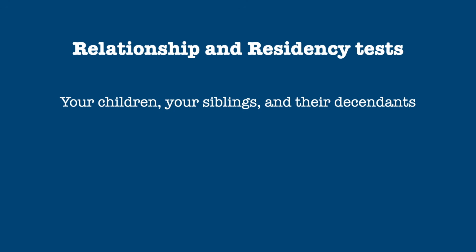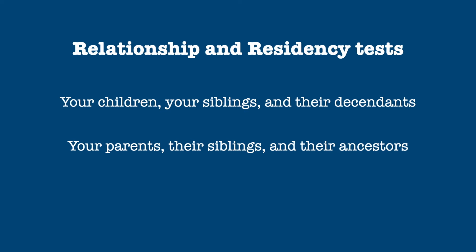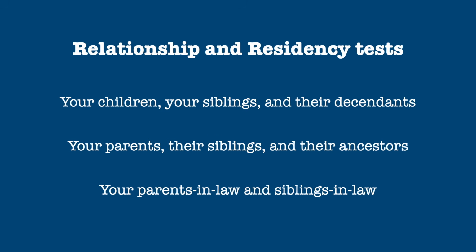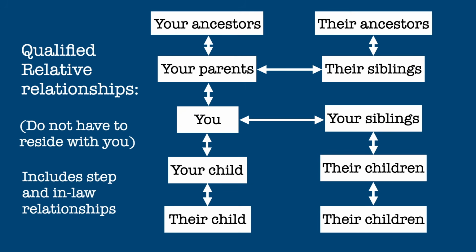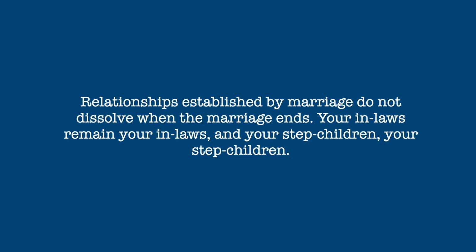To meet the relationship test, the relationships include your children, your siblings, and their descendants, plus your parents, their siblings, and their ancestors, your parents-in-law, and siblings-in-law. Here is a chart showing all the valid relationships for a qualified relative. None of the people listed in this chart need to live with you to be a qualified relative. By the way, relationships established upon marriage do not dissolve when the marriage ends. Your in-laws remain your in-laws, and your stepchildren your stepchildren.